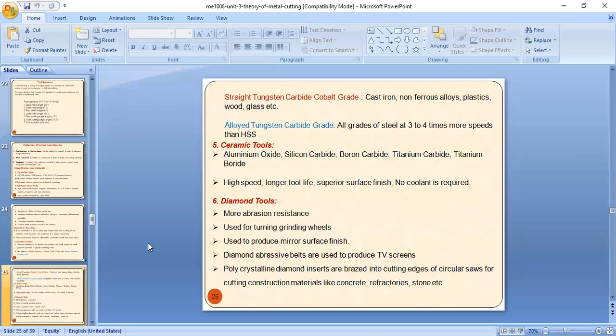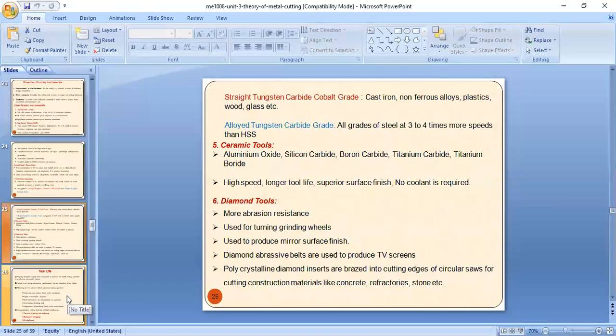And we have the ceramic tools also: aluminum oxide, silicon carbide (SiC), because silicon carbide is very important in grinding also. So grinding SiC, and we have boron carbide, titanium carbide, titanium boride. Why are we using these tools? Because for harder materials, and whenever we are using high speeds. The next one is diamond tools. So we'll just try to have a look at that.